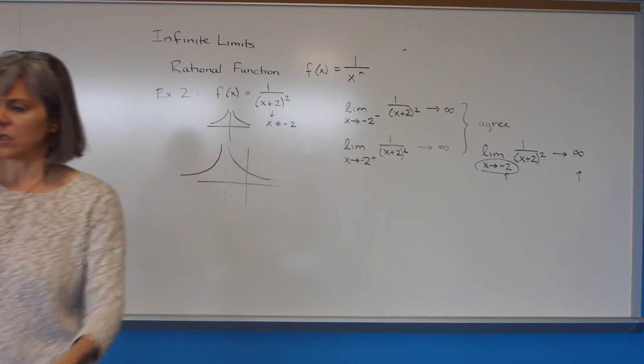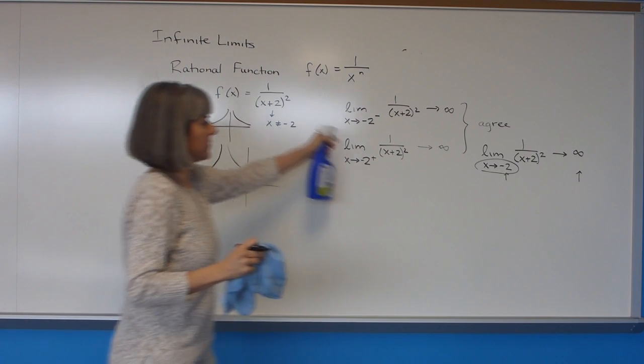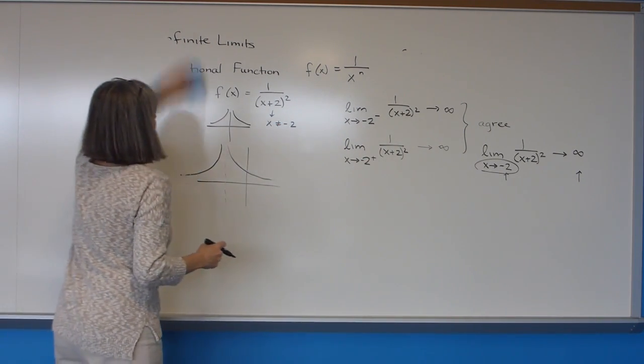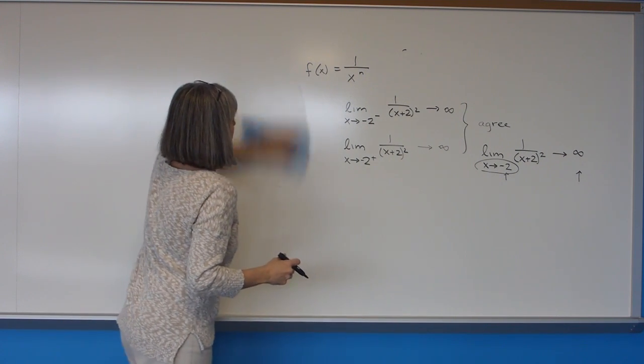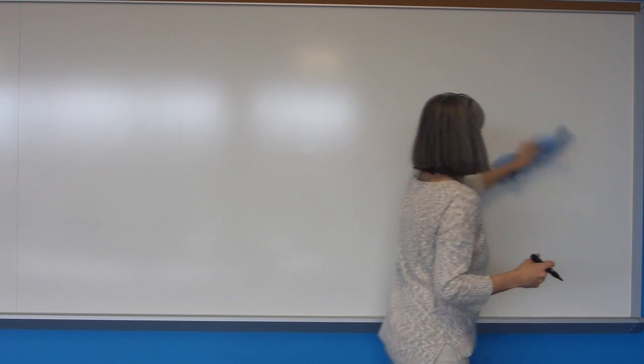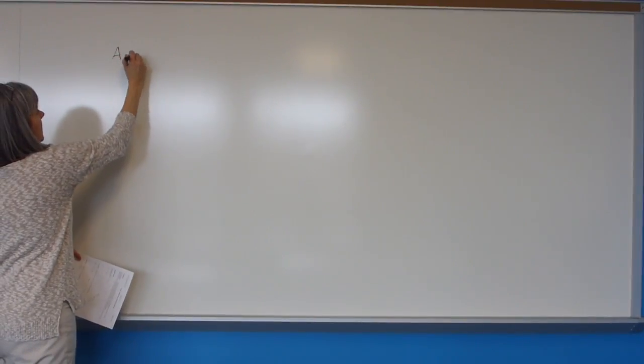Okay, so now we need to look at some arithmetic using 0 and infinity and n. And so there's some things that we know, we've been taught for a long time, and then other things that are going to be a little bit new to us. Okay, so let's look at some arithmetic with 0 and infinity.